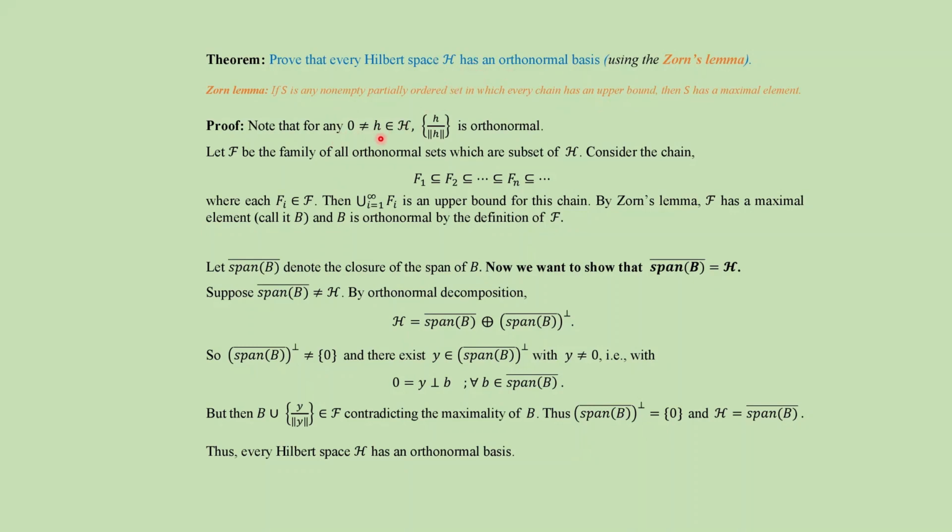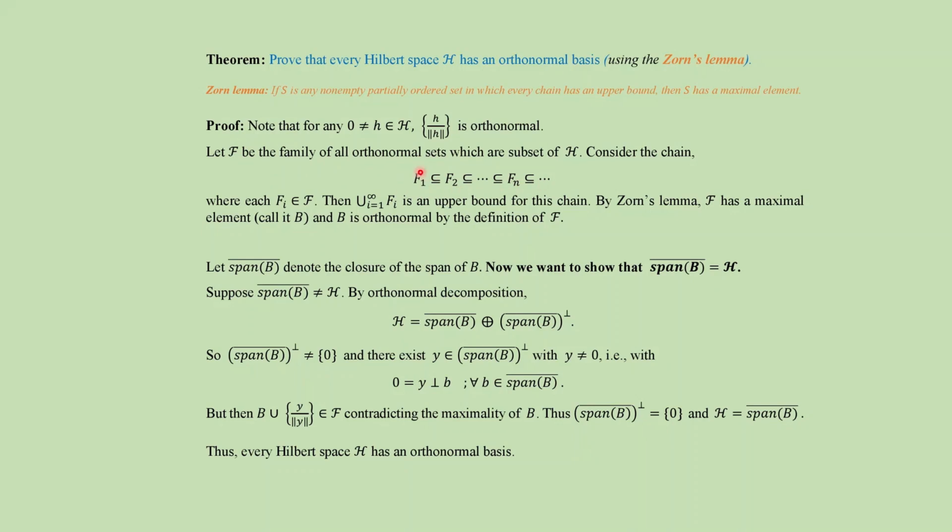Now, if h is any non-zero vector in the Hilbert space H, then if we divide h by its norm, it becomes a unit vector and it's orthonormal. Now, let F be the family of all orthonormal sets which are subsets of H, and consider a chain F1 is a subset of F2, F2 is a subset of F3, and it keeps going on, where each Fi is in F, the family of orthonormal sets, so each Fi is orthonormal.